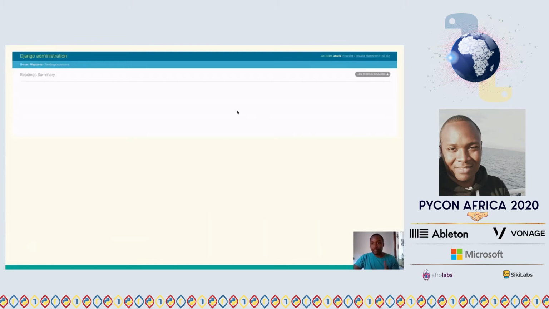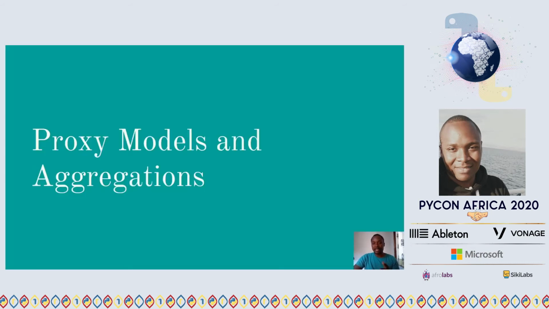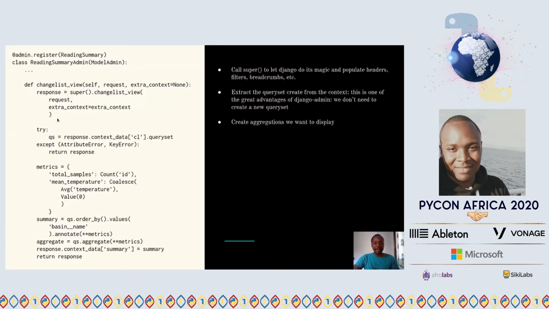So in practice it looks like this. After doing all this, we have this result, a blank page for our reading summary. And here in the blank part, this is where we pull the table with the summaries. Those summaries, as I said, will be computed by aggregation. As you can see here in the model admin of the reading summary, we have the change list view, which is the actual view called by Django-admin to be rendered into changelist.html.